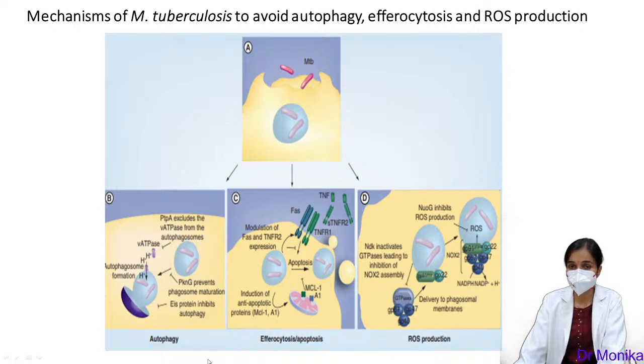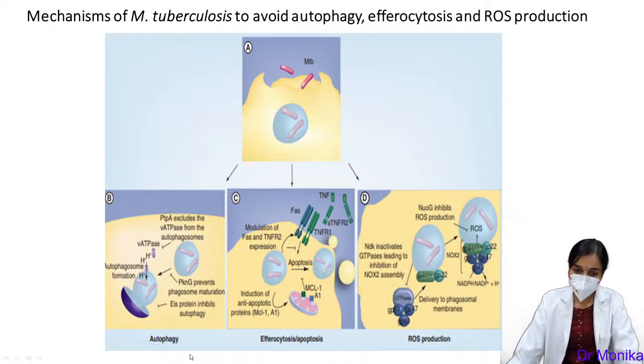So now, how is Mycobacterium tuberculosis able to avoid all these immune mechanisms, that is autophagy, efferocytosis, and reactive oxygen species production? In case of autophagy, the Mycobacterium species produces a protein, the extracellular survival protein, which inhibits the autophagy. It also secretes a protein kinase G protein, which prevents the phagosome formation. In case of efferocytosis, it modulates both the pro-apoptotic as well as the anti-apoptotic pathway, leading to induction of the anti-apoptotic proteins such as MCL1 and inhibition of the apoptotic proteins.